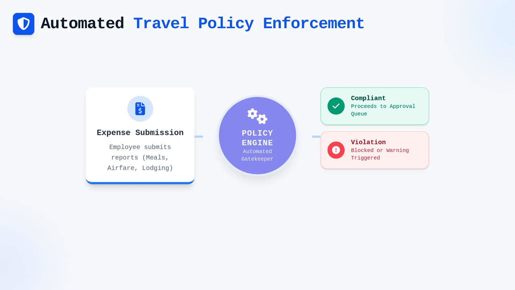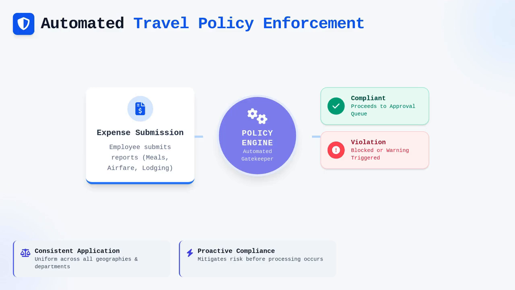When an employee submits a report that violates these constraints, the system can trigger an automated warning or block the submission entirely until justification is provided. This programmatic enforcement ensures that corporate policy is applied consistently across the entire workforce, regardless of geography or department. It transforms the policy document from a static file buried on an intranet into a living, functional component of the workflow engine. This proactive approach to compliance significantly mitigates the risk of non-compliant spending before it is ever processed.